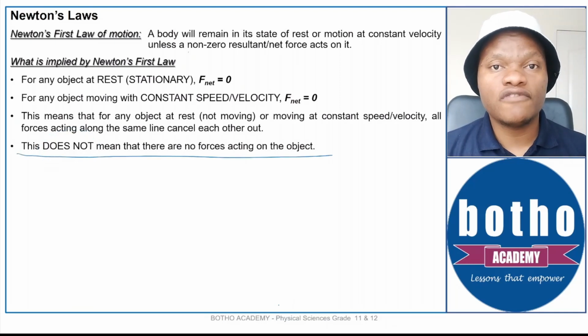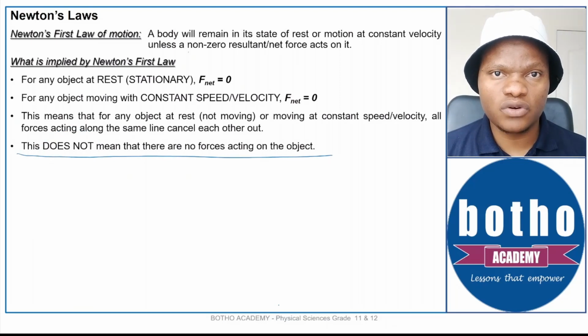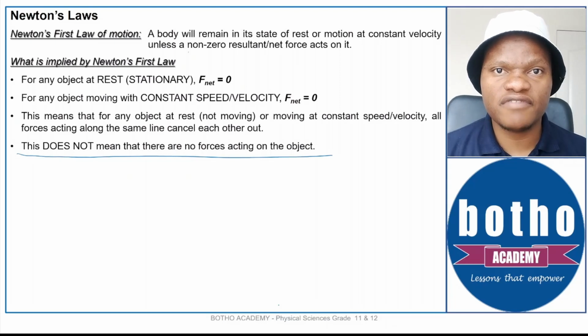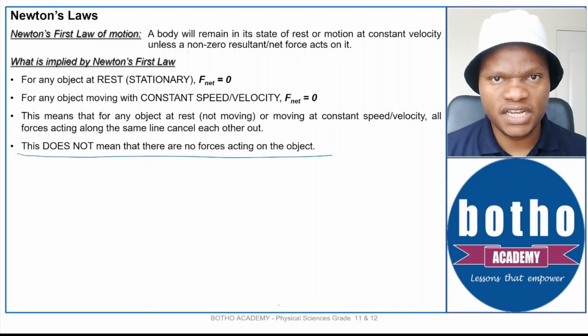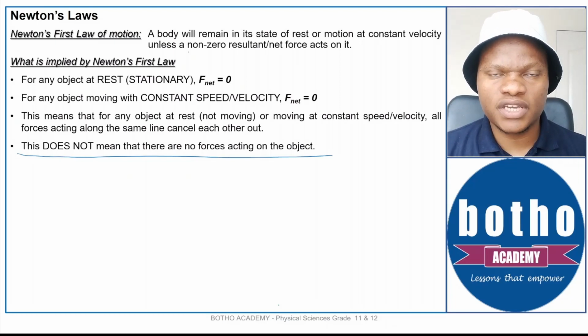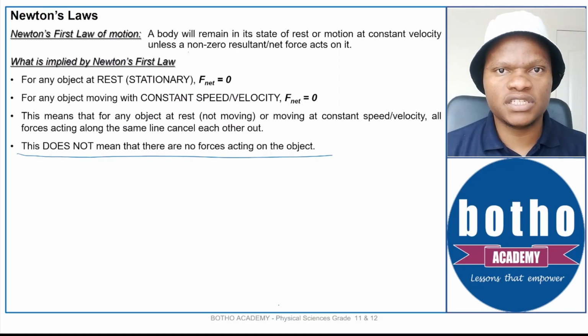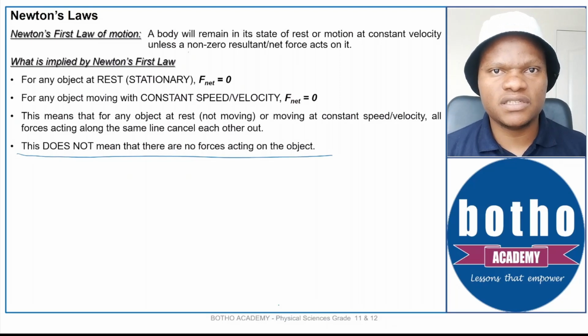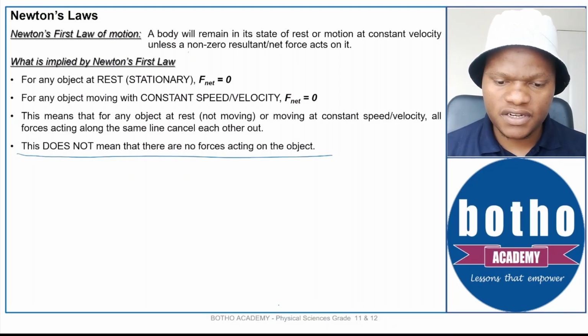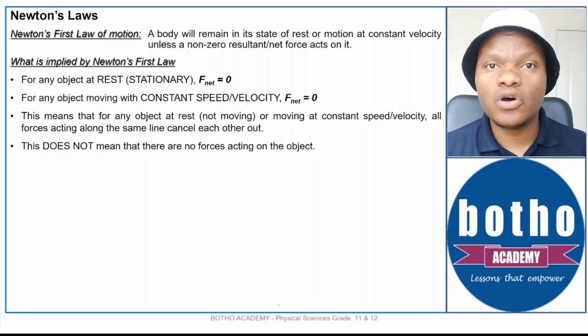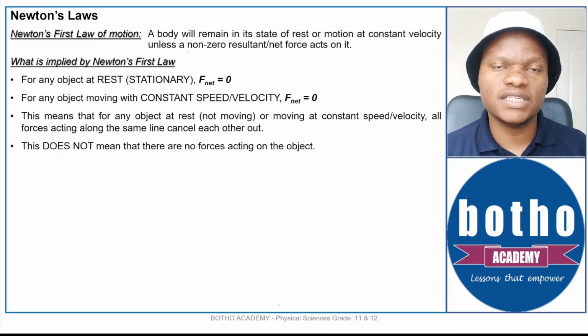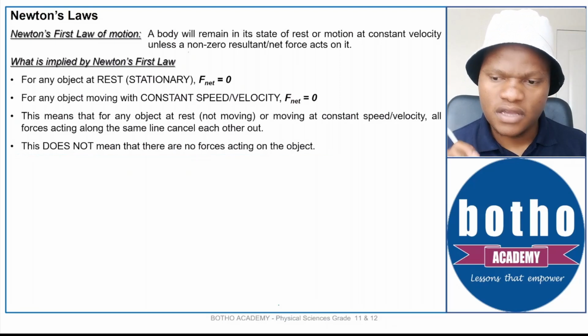As you saw, if an object is not moving, and we have two forces acting on that object, it means the two forces have equal magnitudes but opposite directions. That's why when you add them to get F net, you get 0, because one will be positive and the other will be negative. And we add the positive and the negative, we get 0. Hence, we say F net is equal to 0 for all objects that are not moving, or for all objects that are moving at constant speed or constant velocity.